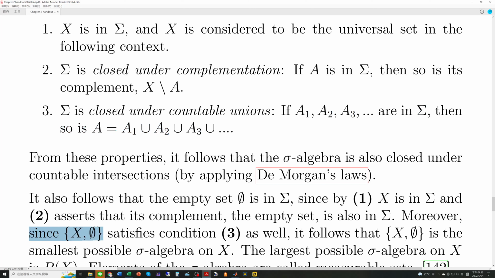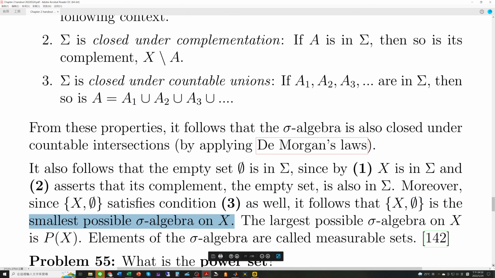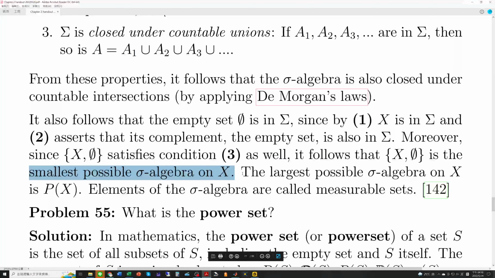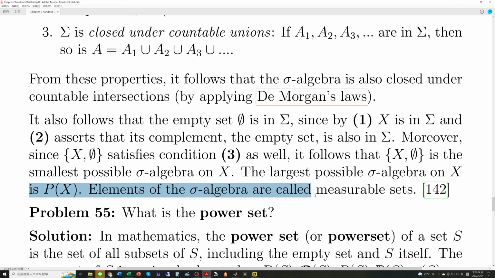Since the set which contains the set X and the empty set satisfies condition 3 as well, it follows that {X, phi} is the smallest possible sigma algebra on X. The largest possible sigma algebra on X is P of X. Elements of the sigma algebra are called measurable sets.